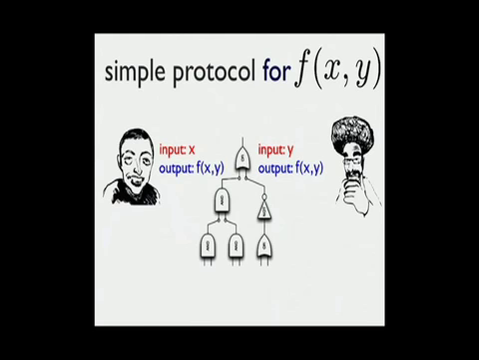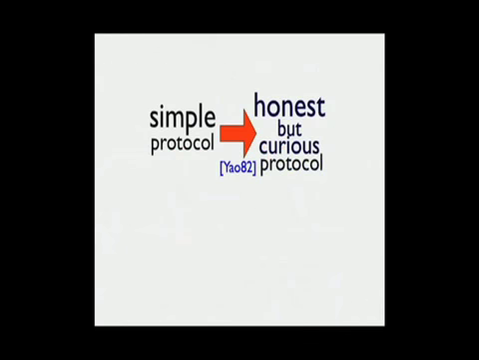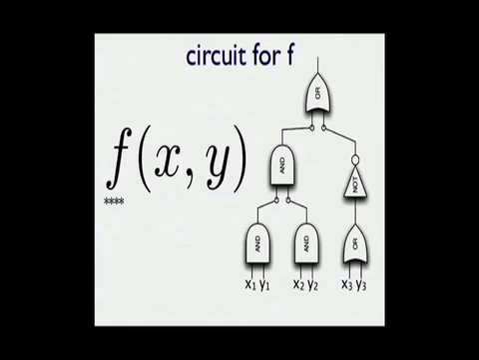And the simple protocol is, well, Alice and Bob can just put their inputs right here, and then just follow this circuit all the way up to the top to learn the output. That's the simple protocol we're going to start with. And now we're going to systematically transform it into a protocol that's honest but curious secure. That's the transformation I'm just going to describe right now. So here's how it works. Let's start with the circuit for F.